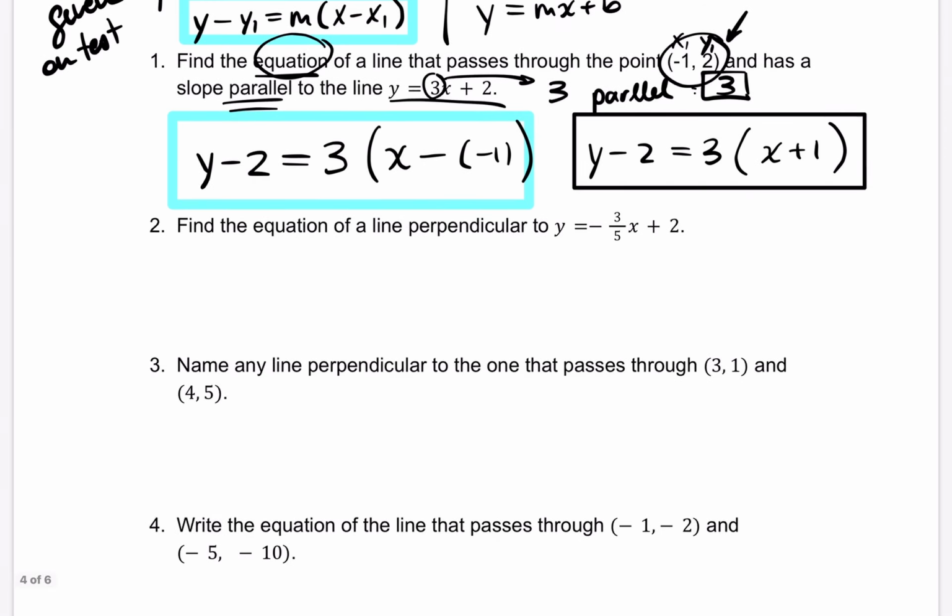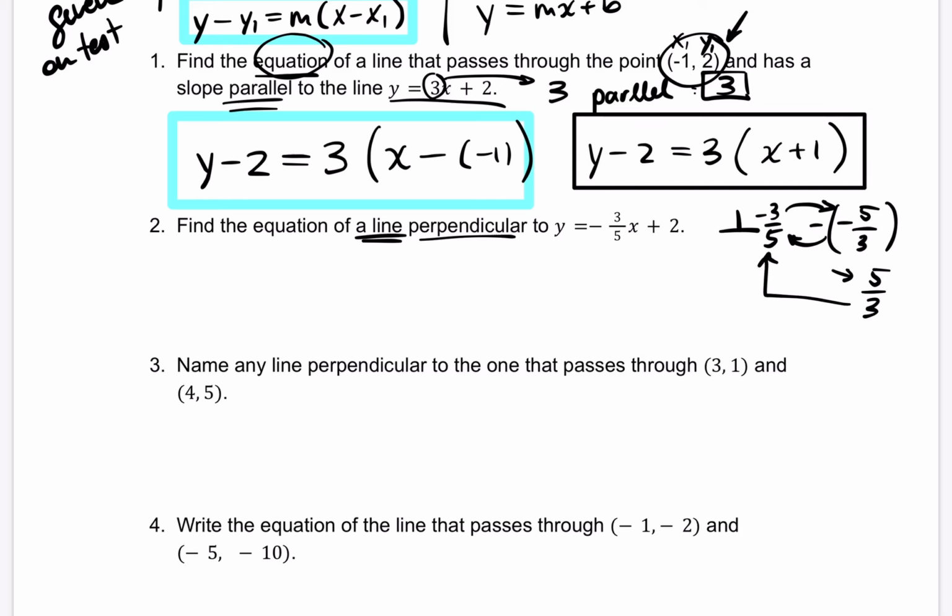All right, for number 2, find the equation of a line perpendicular to this guy. So I just need any line. It just says a line. It doesn't say a line passing through. The only thing it has to be is perpendicular. For perpendicular, that's the negative reciprocal. One more time: you have to negate and flip. So for this guy, there's negative 3/5. I would flip it over and then make it negative. Well, a negative of a negative number is positive. So the positive 5/3 is the slope perpendicular to this slope.